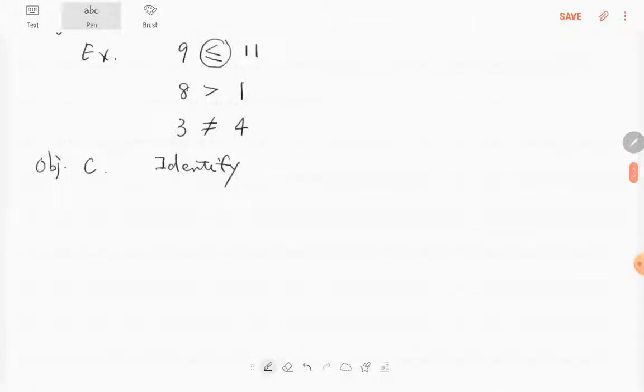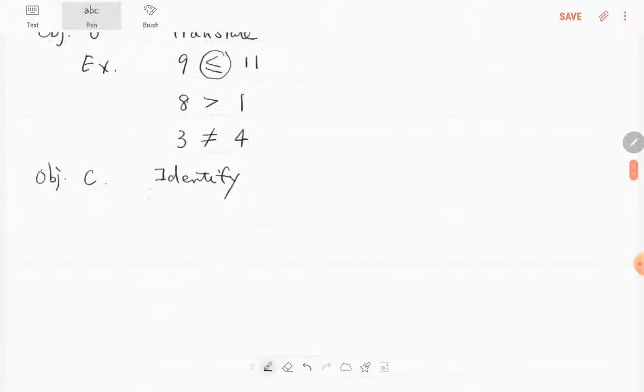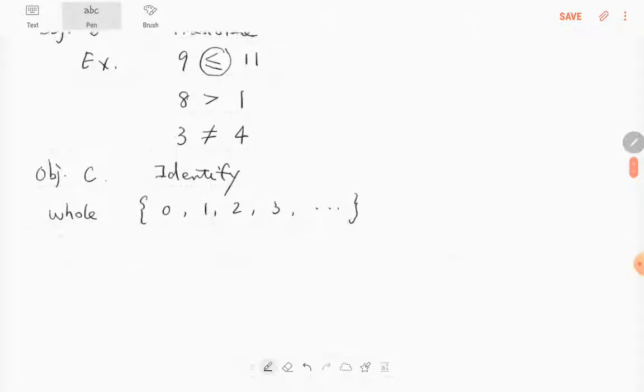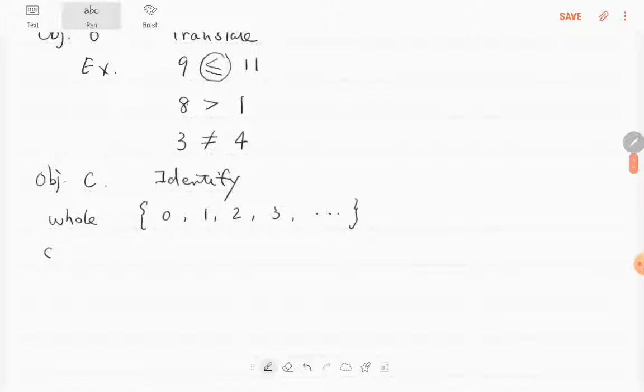So we know we have several concepts of numbers, right? First, we know whole numbers, right? Whole numbers are 0, 1, 2, 3, and so on, right? This is whole numbers. And we also know natural numbers or counting numbers. It's just 1, 2, 3, and so on, right?